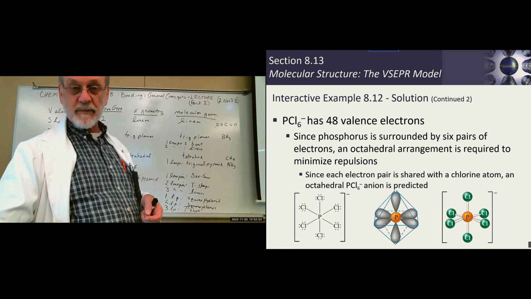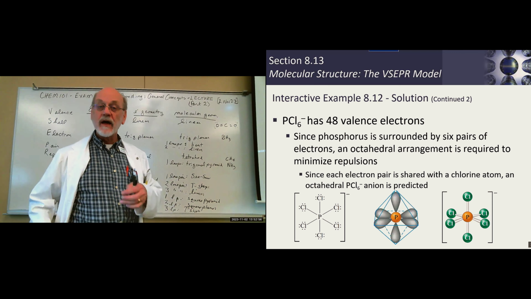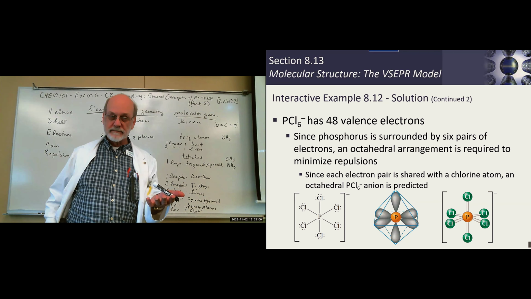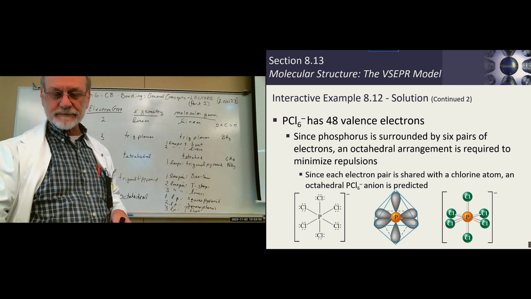And then we set them up in a regular arrangement and find now we've got an octahedron with a negative charge.